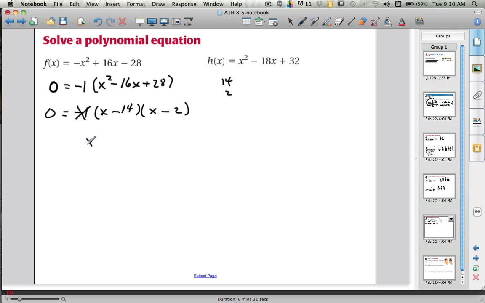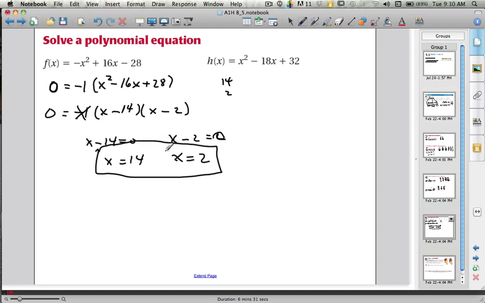And if I take each of these binomials and I set them equal to 0, I'll get x is equal to 14. And when I set x minus 2 equal to 0, I get x is equal to 2. And these are my zeros. They're also what we would call solutions. They're also what we would call roots. And they're also the x-intercepts of this quadratic function. Okay, so when the book is asking you to find zeros, or solutions, or x-intercepts or roots, they're asking for the same things.